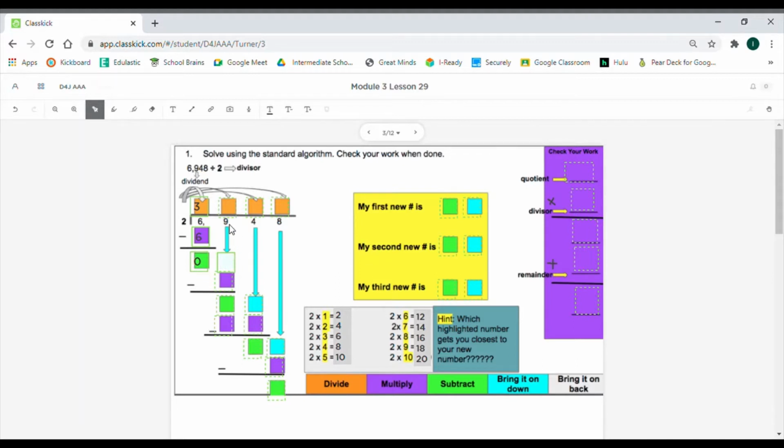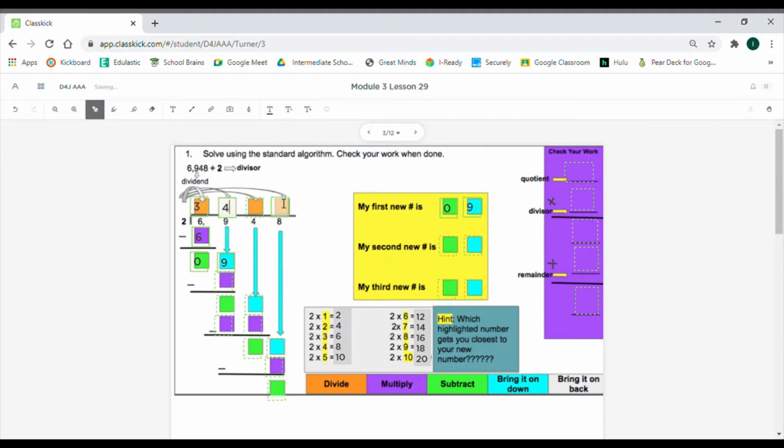And we're going to bring down our number. Remember, there's an arrow pointing from the number we have to bring down. So we're bringing down our 9. We just found our first new number. Let's go ahead and fill that in. 9 is our first new number. Can anyone remind me? Our new number tells us what we have to... If you said divide, you're absolutely correct. So we're going to use our new number to divide. 2 goes into 9 how many times?